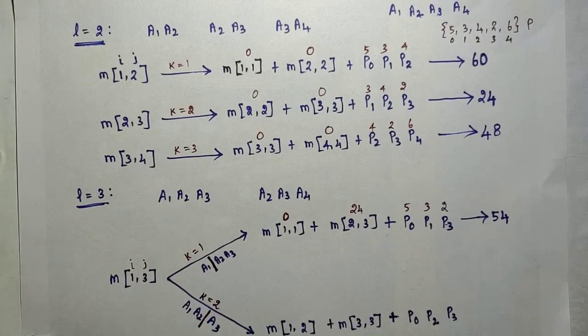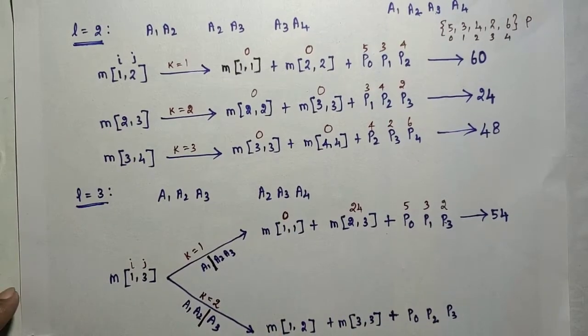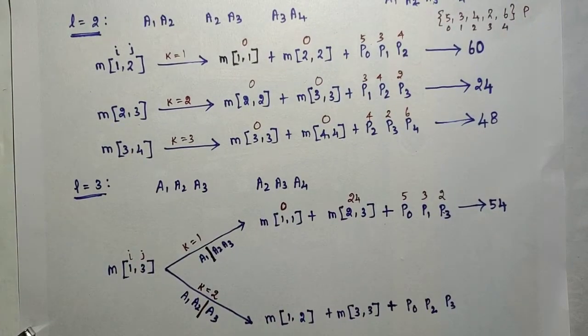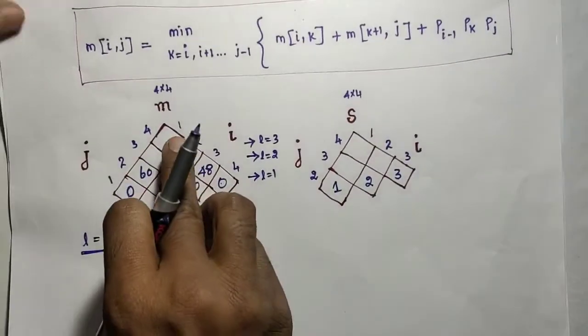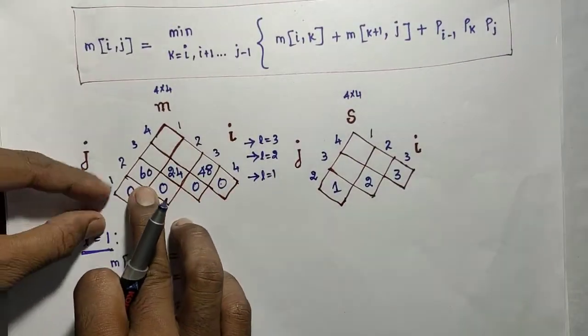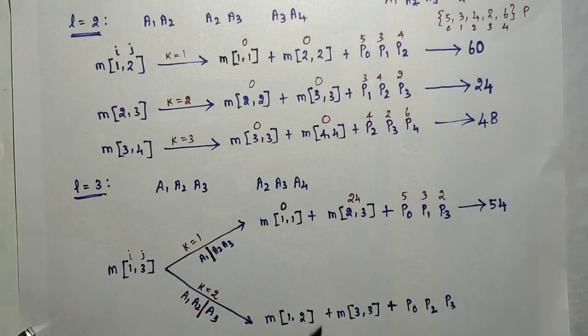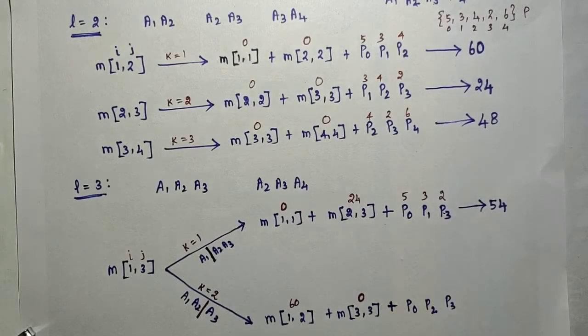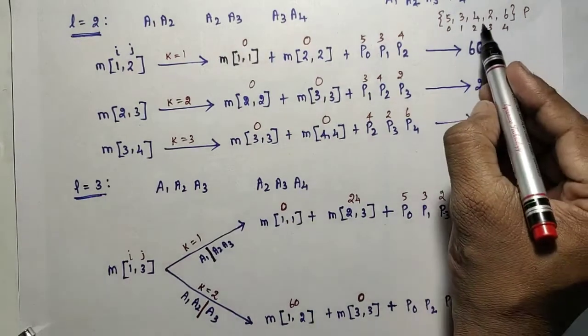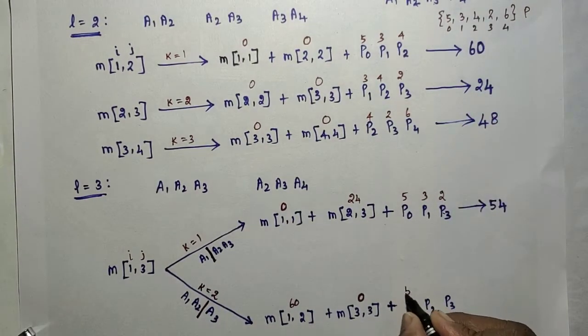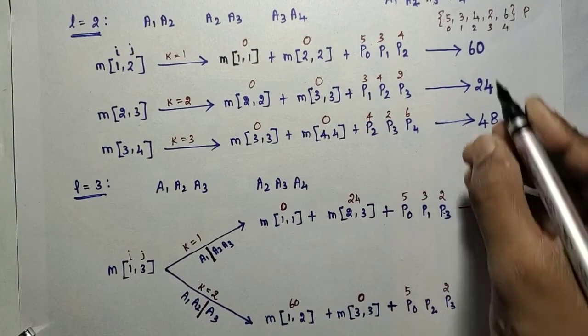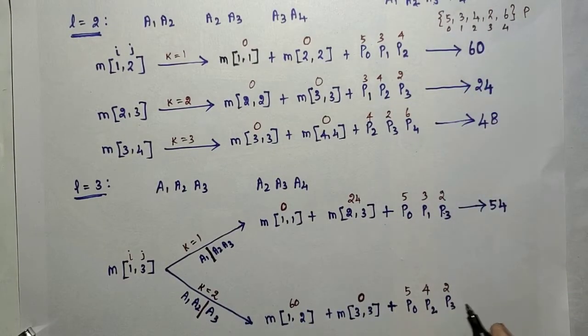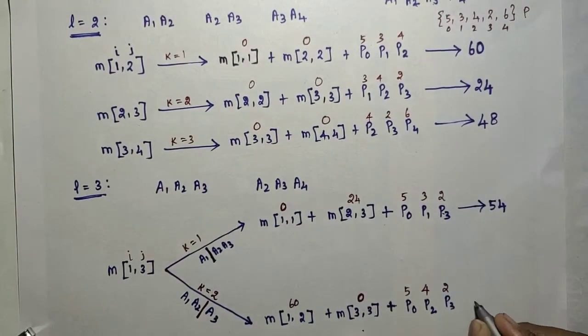That's all. Now these values will be taken from the table. Just refer to the table, 1 comma 2. M of 1 comma 2 is 60, so it is taken as 60. And then 3 comma 3 is 0, since a single matrix has length 0. P0, P2 and P3 are taken from the input: 5, 4 and 2. P2 is 4. So now the number of multiplications is 100.